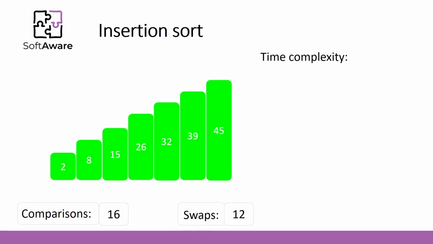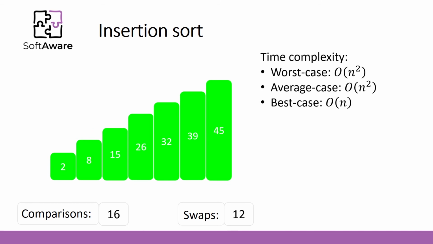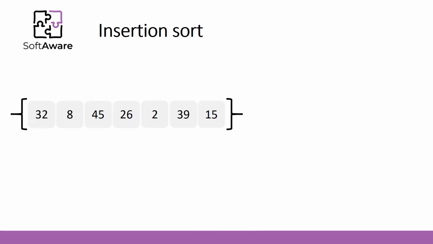Insertion sort still has bad time complexity, that is quadratic. However, this time the best case scenario is linear if the array is already sorted. Space complexity is constant and the algorithm is stable. Equal elements do not swap.